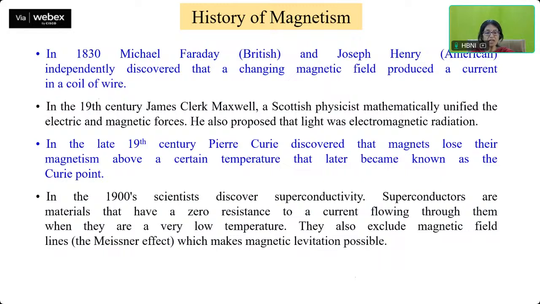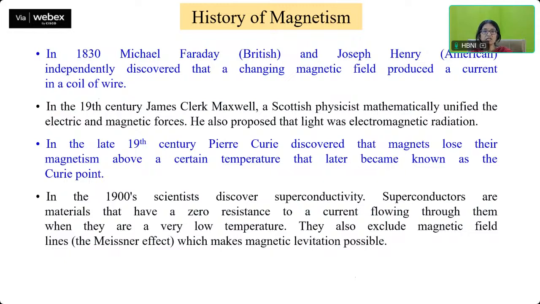Then in 1830, Michael Faraday and Joseph Henry independently discovered that a changing magnetic field produced a current in a coil of wire. And in the 19th century, Maxwell, a Scottish physicist, mathematically unified the electric and magnetic forces, and he also proposed that light was electromagnetic radiation. Then in the late 19th century, Pierre Curie discovered that magnets lose their magnetism above a certain temperature, which later came to be known as the Curie point. And then in the 1900s, scientists discovered superconductivity.